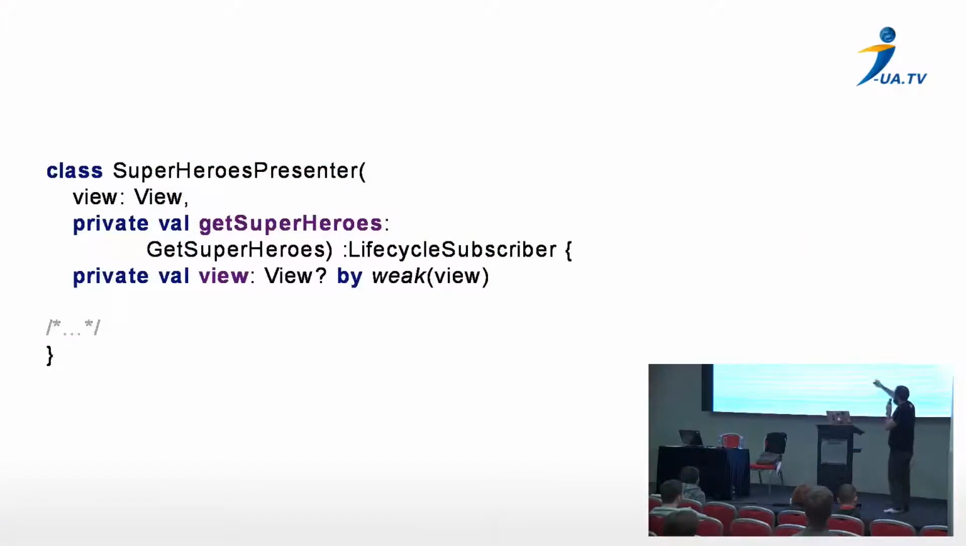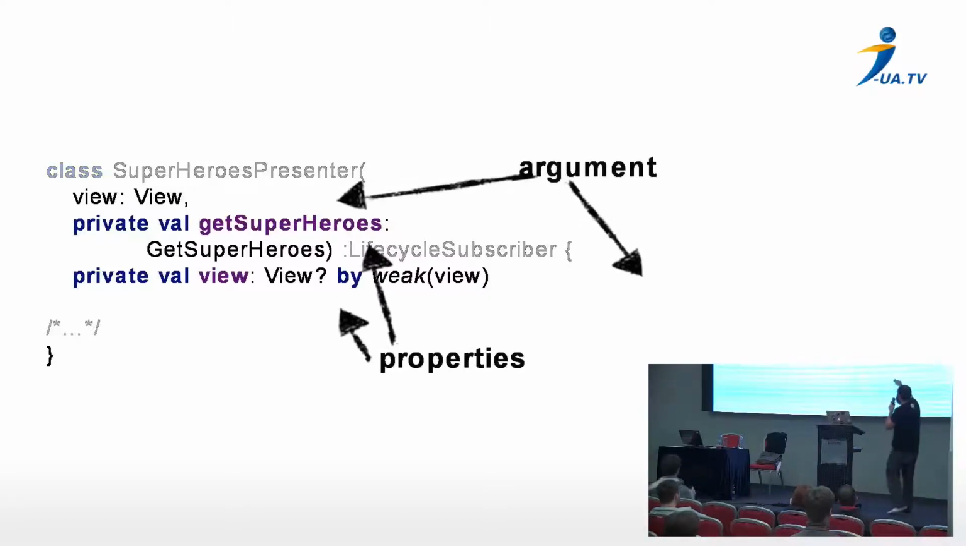Okay, you check, we have a constructor there. This is the constructor of the presenter. In Kotlin, you can have arguments. Okay, for example, view is an argument of the constructor of the class, and the second one is a property of the class. Okay, but I can define it.